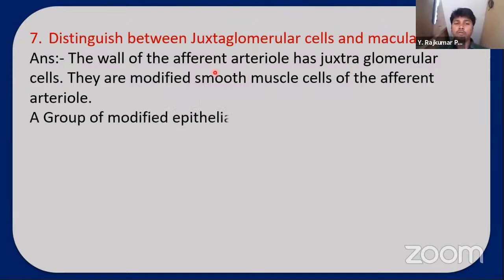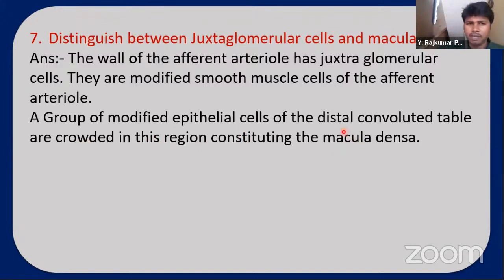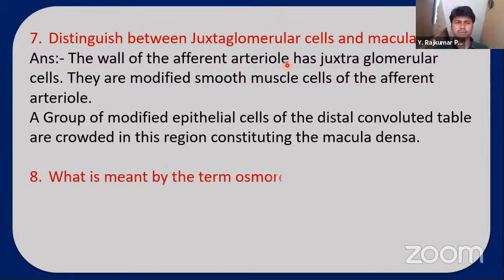Whereas a group of modified epithelial cells of the distal convoluted tubule are crowded in the region constituting the macula densa. So basically, juxtaglomerular cells are located in the arterioles, okay, the arterioles of the blood vessels. But when it comes to macula densa, they are located in the DCT region. DCT means distal convoluted tubule. That's the basic difference between these two.